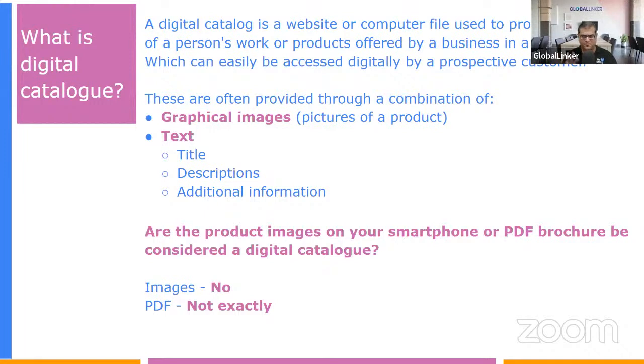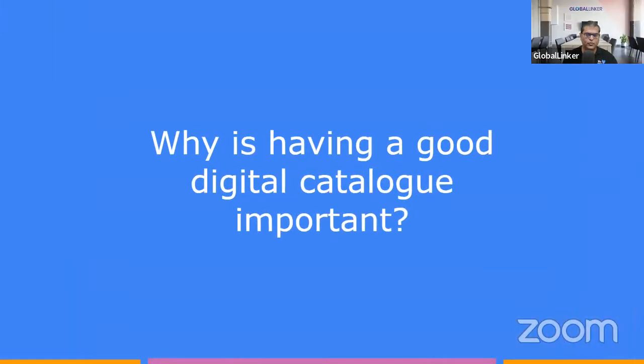And if you look at the digital catalog from a layman's or a common person's understanding, it will be an e-commerce website where you have your product presentation so that people can see your product, they can understand about your product, and if they are interested, they can buy, or they can send you an inquiry that we are interested to buy your product. So that's a digital catalog in simple terms. Let's move to the next point.